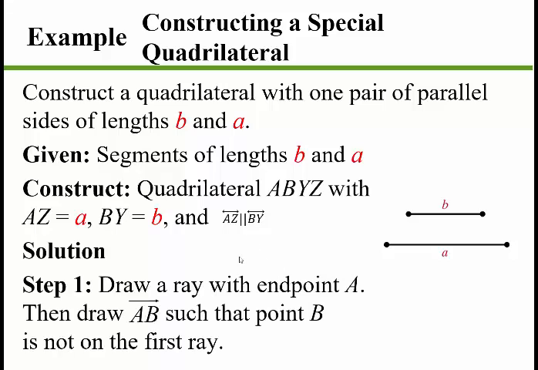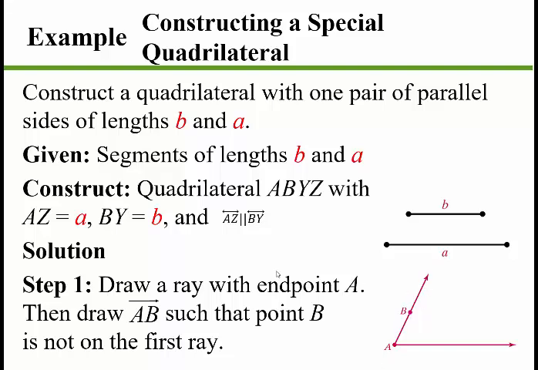All right, so the first thing you're going to do is draw a ray with endpoint A. Then you're going to draw AB such that point B is not on the first ray. So this is all you're going to do, like this. Here's your ray A, here's AB. Now it doesn't matter what the length of each of these are.